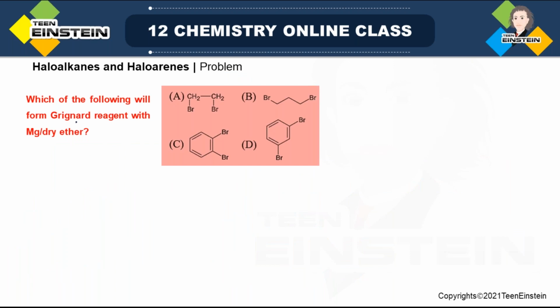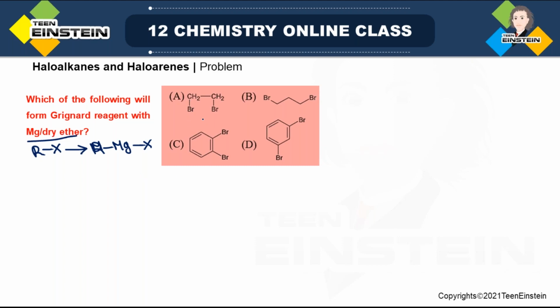Which of the following will form Grignard reagent with magnesium and dry ether? So we know that when you are treating any alkyl halide with magnesium and dry ether, you are getting RMgX. So carbon-metal bond formation is there. So in these 4 options, in all these molecules, there is not only one halogen but 2 halogens, right?